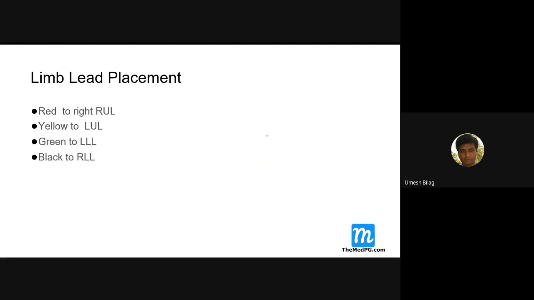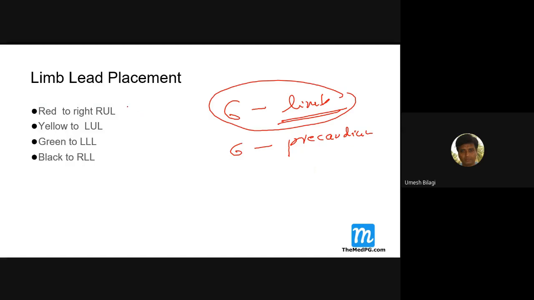So, lead placement. The ECG machine has leads. There are actually 12 leads. ECG is recorded using 12 leads. Of the 12 leads, 6 are limb leads and 6 are derived from the precordium. The limb leads are recorded using electrodes placed on the right upper limb, left upper limb, left lower limb, and right lower limb. All 4 limbs are used to record the ECG for limb leads.